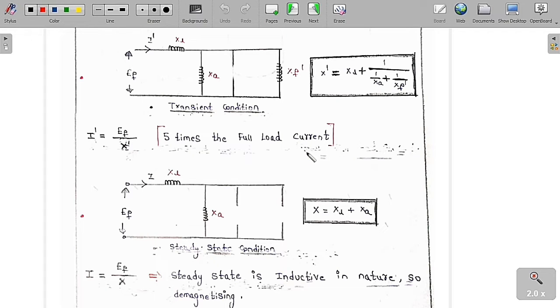Whereas I double dash is very high, I dash is very much less when compared to I double dash, because the reactance is now somewhat increased. Whenever the reactance increases, the current will decrease, whereas in the previous case the reactance was very low, so the current was very high. But now the reactance has increased, so the current will decrease.